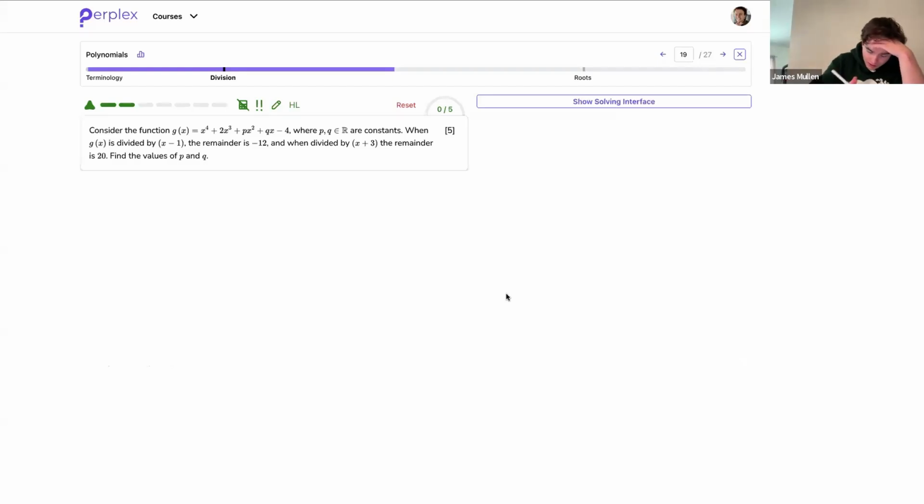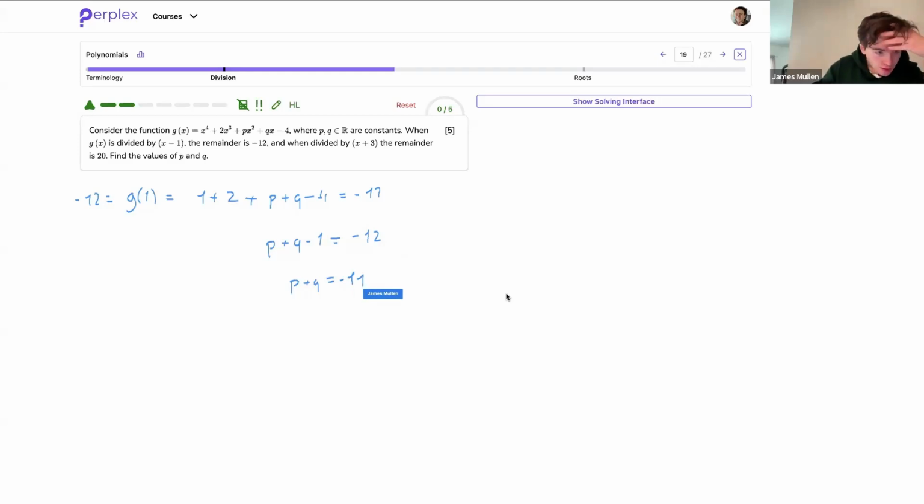So what does that mean? It means that if I plug in 1, if I evaluate g of 1, I should get negative 12. That's what the remainder theorem says. And so I can plug that in. I can say it's going to be 1 plus 2 plus, because all the x terms squared or cubed are just going to stay 1 plus p plus q minus 4 is equal to minus 12. All right, so in other words, p plus q minus 1 is equal to negative 12. So p plus q is equal to negative 11. Now I can do something similar for x plus 3.